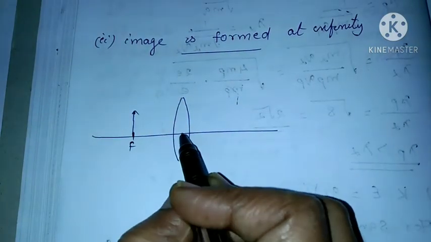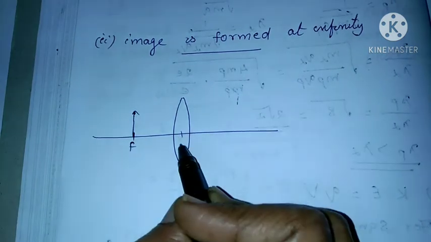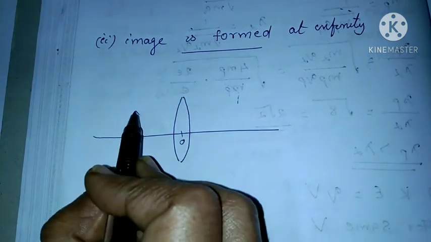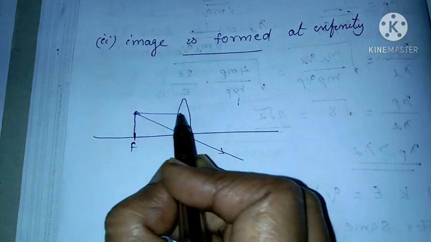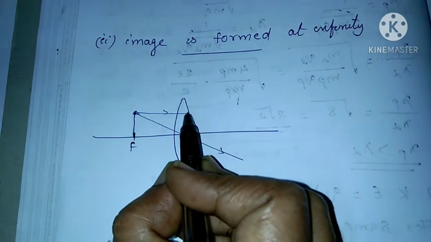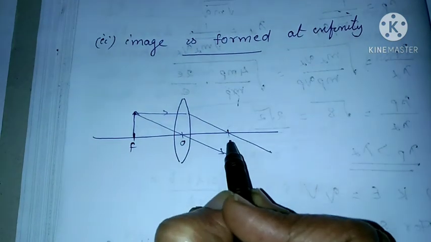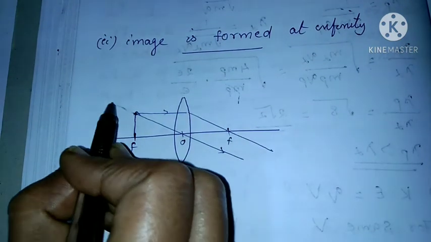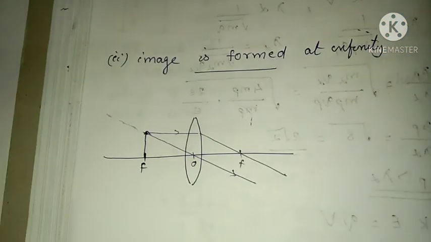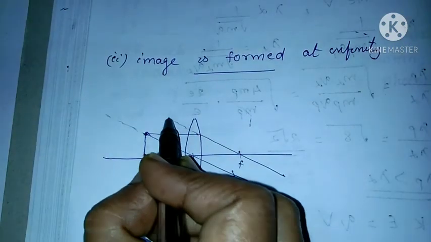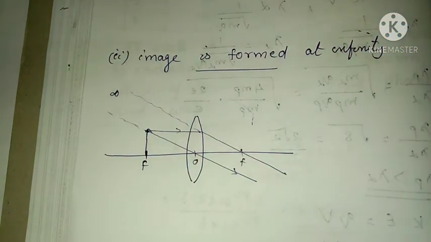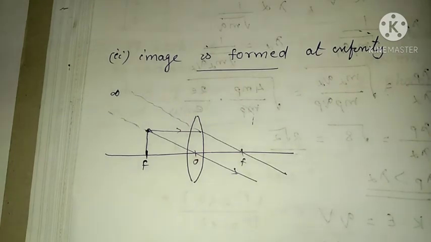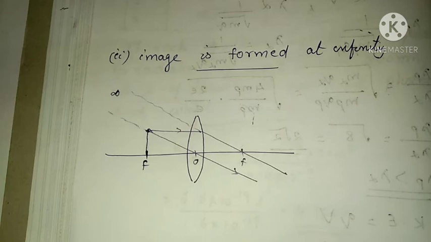Then in the first figure, this is the optic center and one ray passes through the optic center like this, and another ray after refraction passes through the focus. Then these two rays don't meet and the image is formed at infinity. Okay, image at infinite position. So this is the figure representing the image formed at infinity.